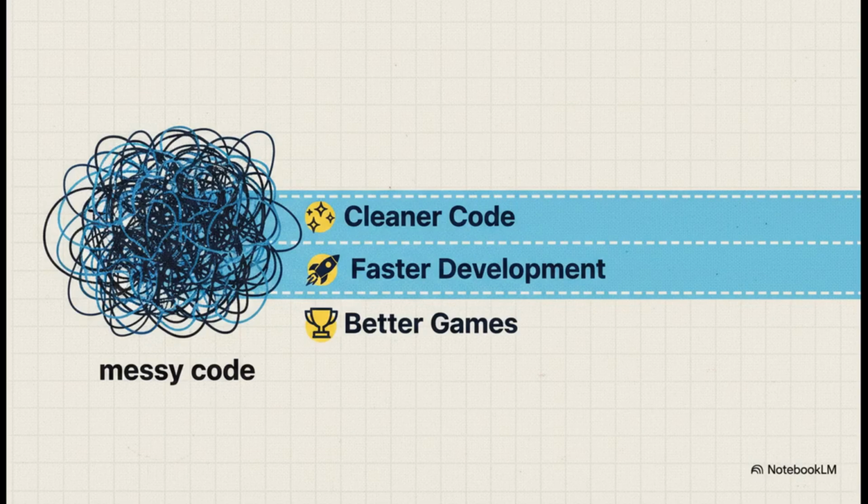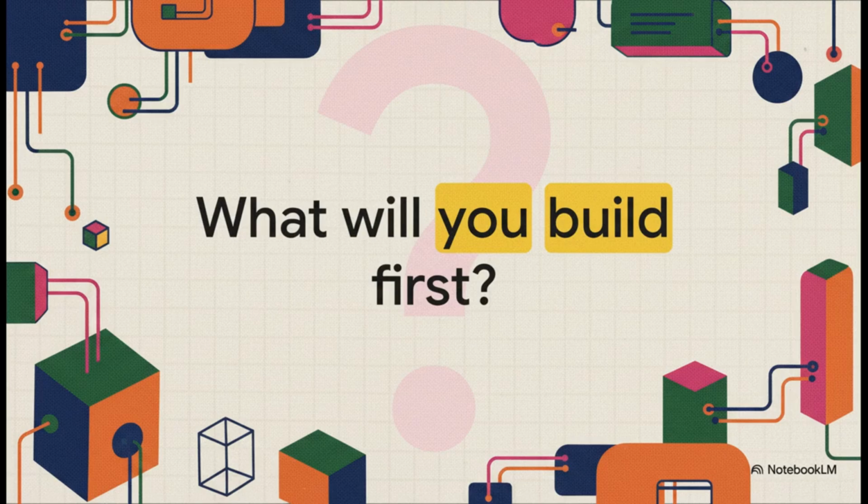Ultimately, this is what it all comes down to. This isn't just some other asset you buy and drop into your project. It's a direct path to cleaner code, way faster development, and at the end of the day, just plain better, more performant games. It gives you the performance, the structure, and the creative freedom to focus on what actually matters. So really, the only question left is, what will you build first?